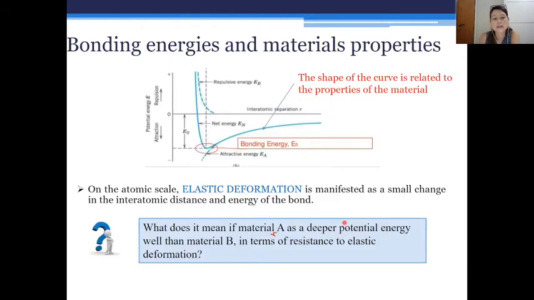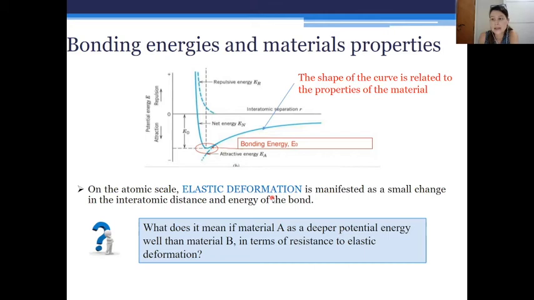Okay, and now what is the relationship between these bonding energies and some of the material's properties? So let's have a look in order to understand the importance of knowing the bonding energies and how we can predict some of the properties of a material when we know its bonding energy. So the shape of this curve is directly related to the properties of the material, and one of them is related to, in fact, the elastic deformation.